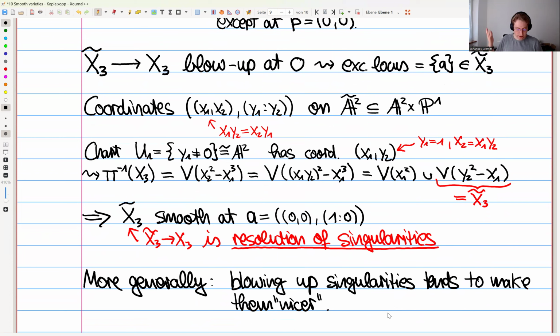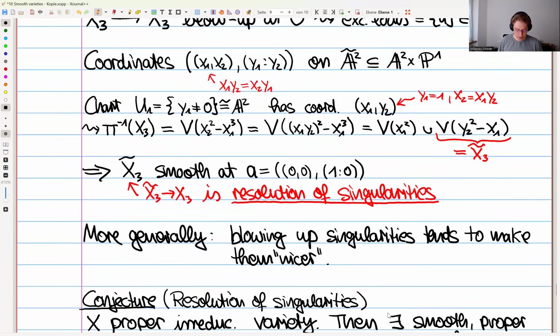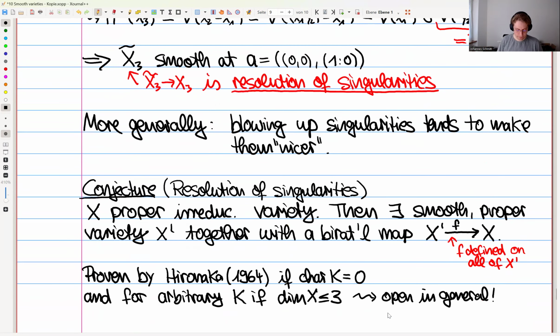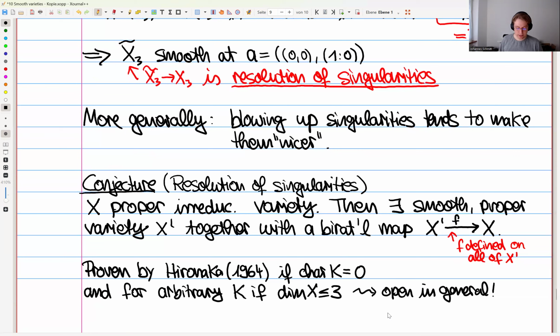And to look a little bit beyond the scope of the lecture, in fact, there is a conjecture in algebraic geometry which is still open, which is called the conjecture on resolution of singularities. And let me formulate one version here where we have all the words needed. Namely, let's say we start with X being a proper and irreducible variety, or in other words, X is a complete, so you could also replace this by complete and irreducible variety.